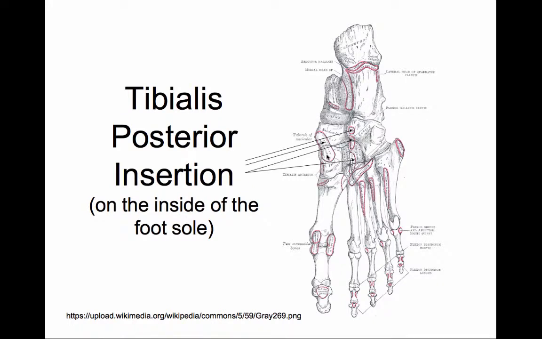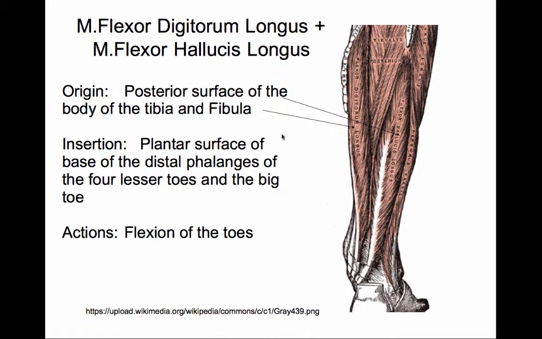This was Tibialis Posterior. Then we have the flexor digitorum longus and musculus flexor hallucis longus. They flex the toes, and they are very important for proper walking. The origin is on the posterior surface of the body of tibia and fibula, and the insertion is on the plantar surface on the base of the distal phalanx of the 4 lesser toes and the big toe, and the action is to flex the toes.